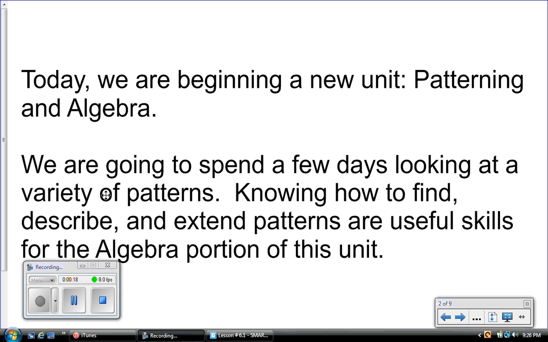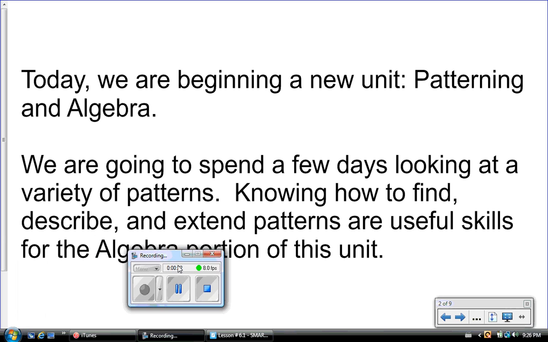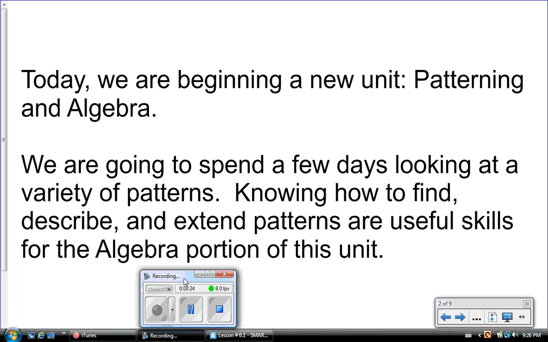Starting with this video and tomorrow's class, we are beginning a brand new unit, Patterning and Algebra. And this is actually a two-part unit. First part being all about patterning, second part all about algebra.